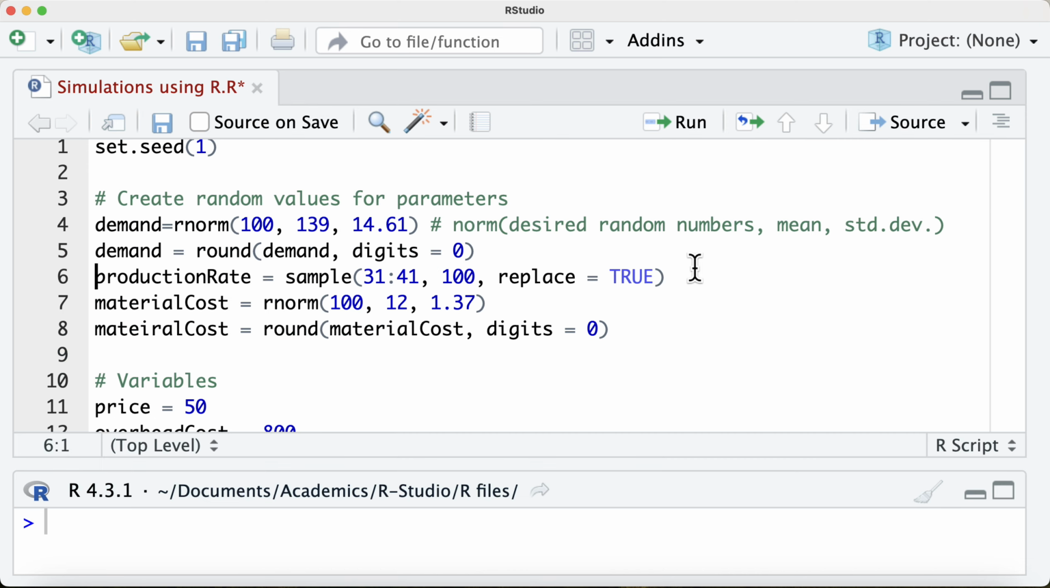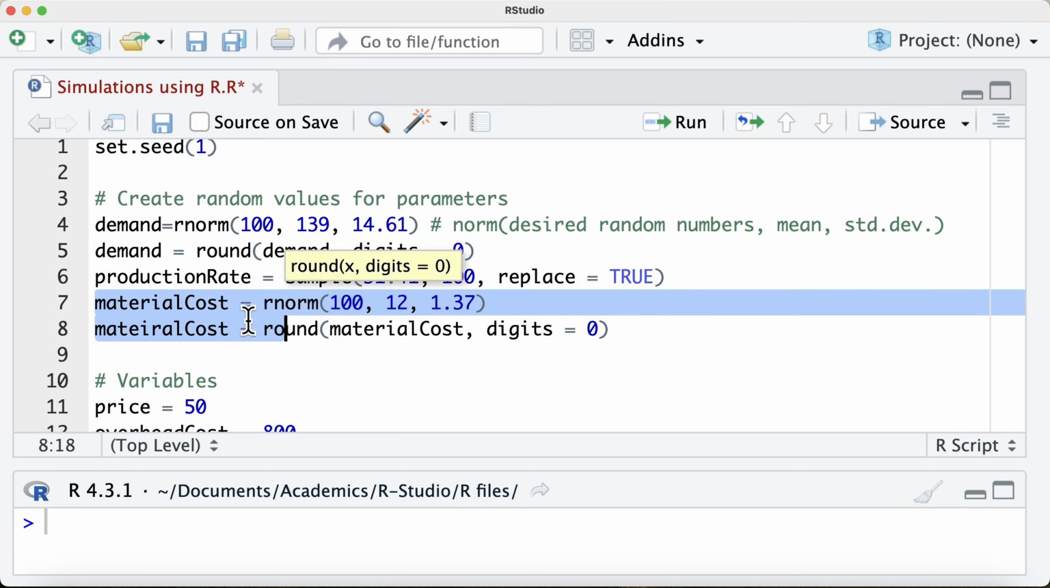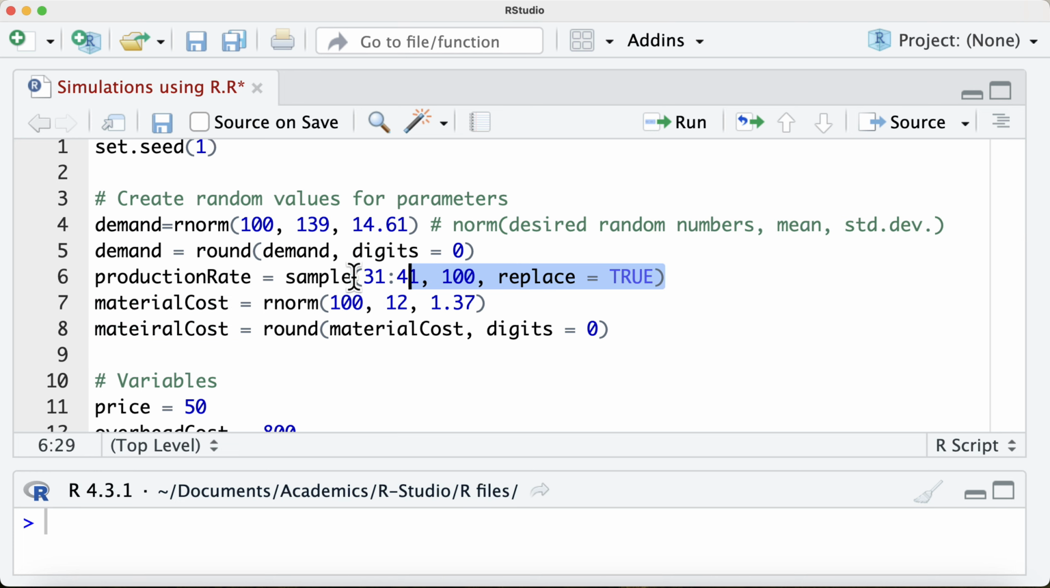The next step is to create 100 samples for production rate, which is uniformly distributed. Demand is normally distributed, material cost is normally distributed, but production rate is uniformly distributed. And the formula for this one is sample, 31 to 41, that's a range, and then we want to create 100 samples and replace equals TRUE.